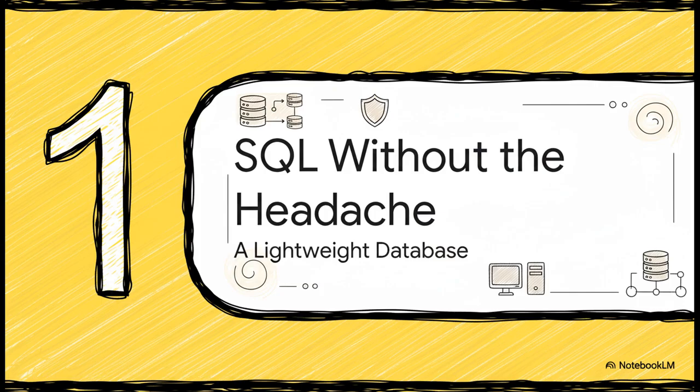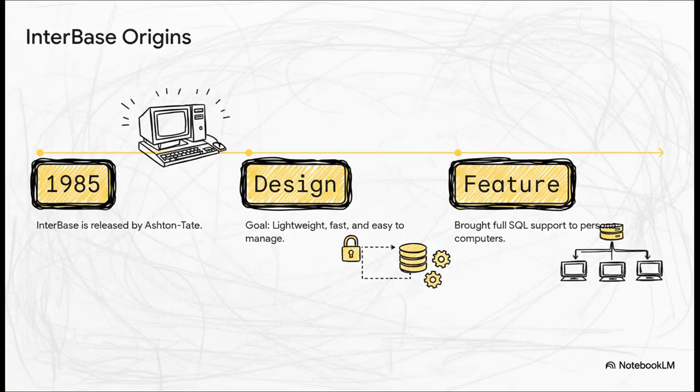Our story starts with this really simple but kind of revolutionary idea. What if SQL wasn't just for the big guys with massive IT departments? So, you gotta picture it. It's 1985. Ashton Tate puts out this thing called InterBase, and its mission was crystal clear. It had to be light, it had to be fast, and, this is the big one, it had to be easy to manage. They were bringing the full power of SQL to personal computers, which, honestly, that was just not something you saw every day back then.